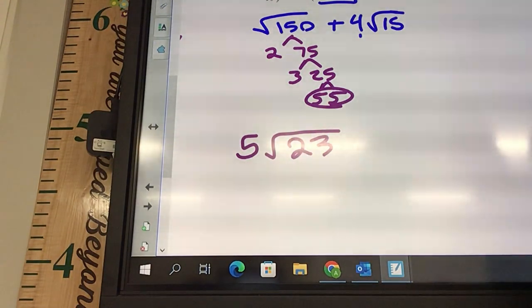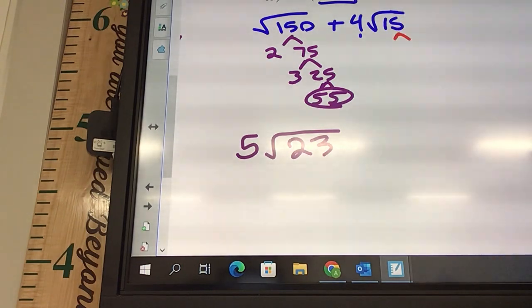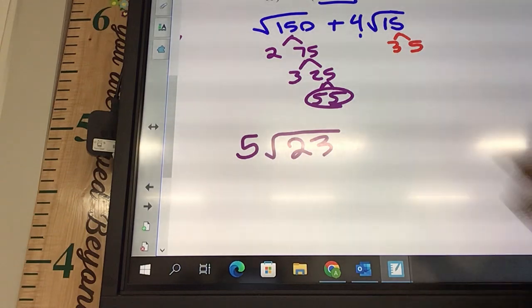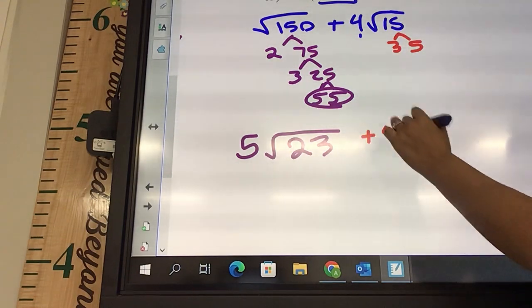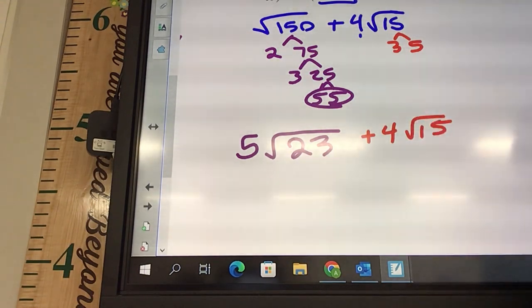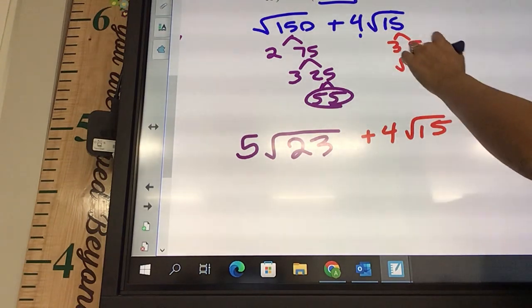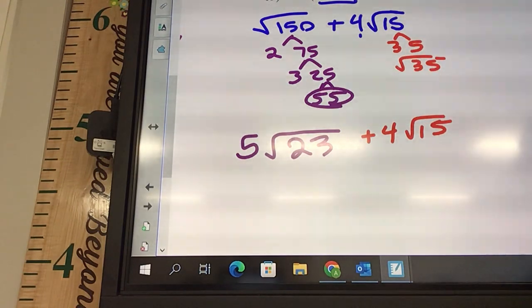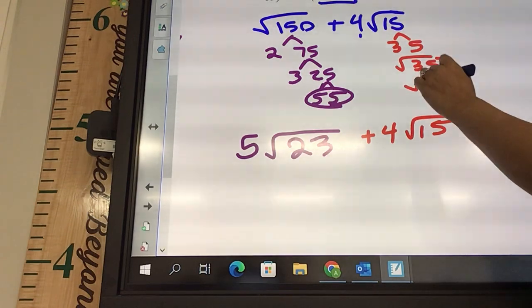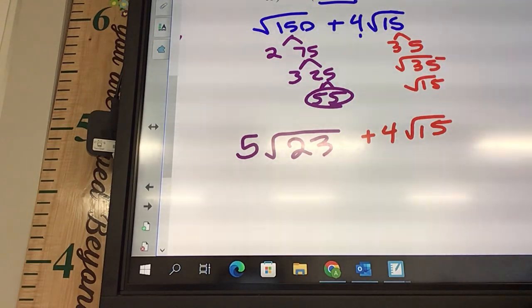Okay, and then we need to obviously check this one. 15. What are some factors of 15? 3 and 5. Okay, who can go? Nobody. So 15 is going to stay 15. So over here, it's going to be plus 4 square root of 15. Okay, if you did this, you could say, well, 3 and 5 cannot go, so they're going to go back in, and then we multiply them, which is still that 15. Okay, so that's how we got that part.